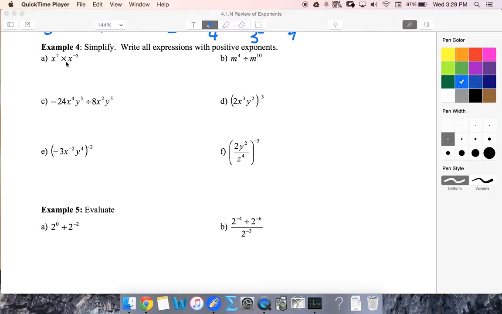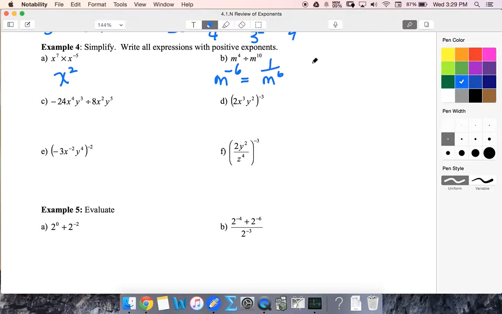And so first rule, multiplying powers, that means I'm going to add the exponents. So x squared. Dividing, I'm going to subtract the exponents. 4 minus 10, negative 6. But it says to write with positive exponents, so I'm going to use that rule that says this is really 1 over m to the 6th.